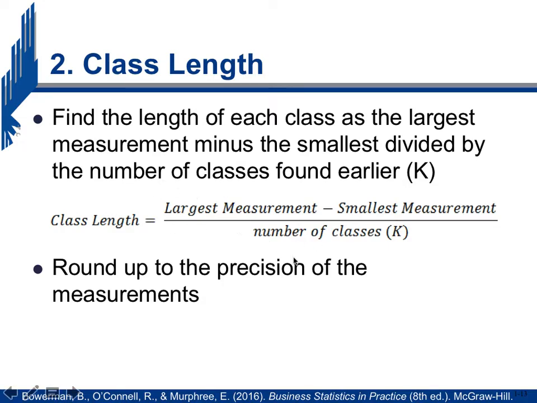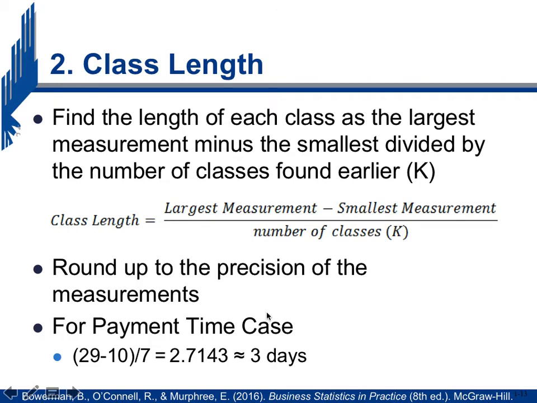And this is based on this formula. First, we compute the difference between the largest measurement and the smallest measurement and divide that by the number of classes that was determined in the previous step. And in order to get the exact value of the class length, we round it up to the precision of the measurement. So we look at the data set for the most precise number in terms of the number of decimal places, and that will be the basis for the number of decimal places for the class length.